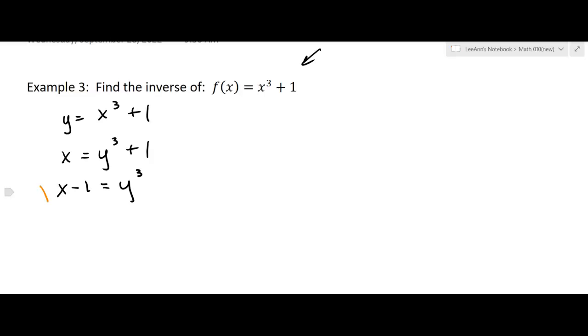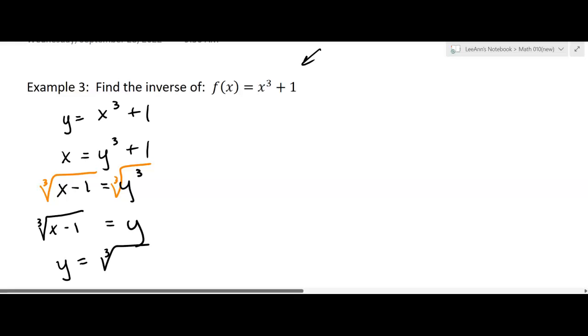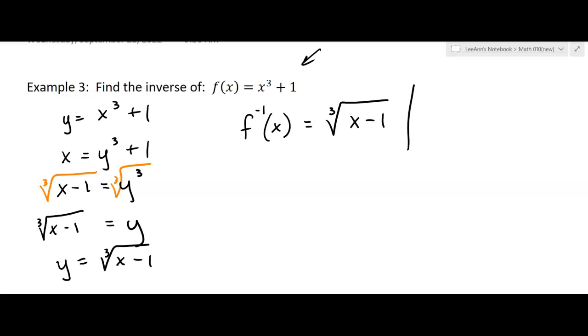So you're going to have to take the cubed root, put little 3's in there, of both sides. And so what we get is the cubed root of x minus 1 equals y. And you can write that the other way, y equals the cubed root of x minus 1. So then the notation is going to look like f inverse of x equals the cubed root of x minus 1.